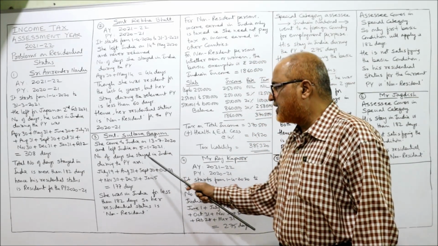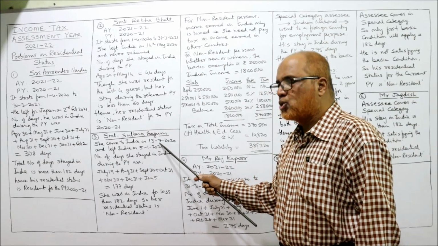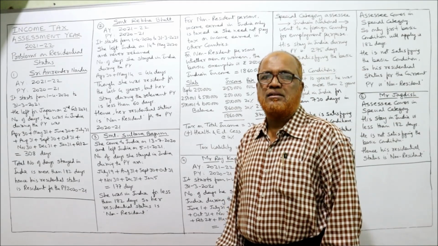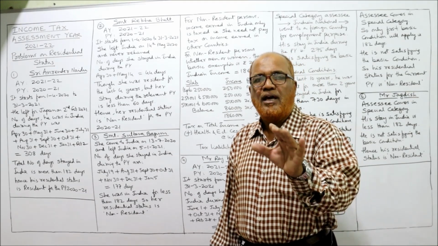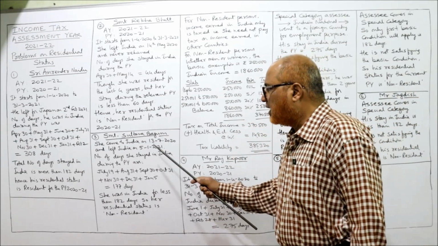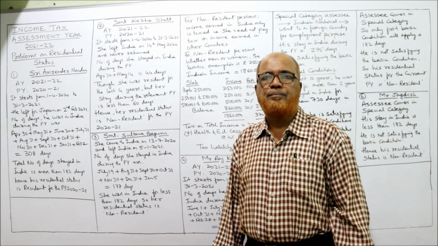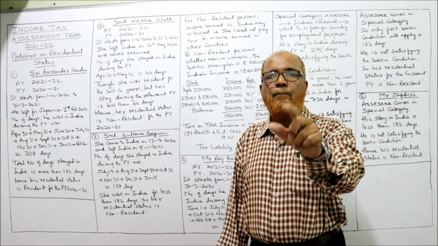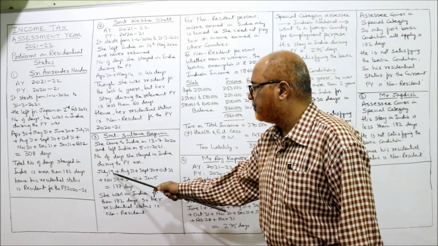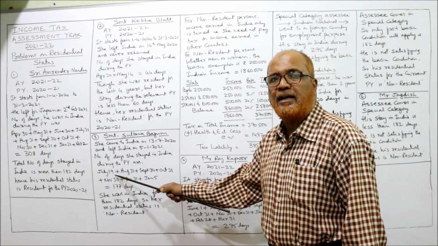So the number of days she stayed in India during the previous year, starting 13th July. July consists of 31 days. In 31 days, the first 12 days she was not in India. On 13th July, she came to India. So 31 minus 12, you will get 19 days.